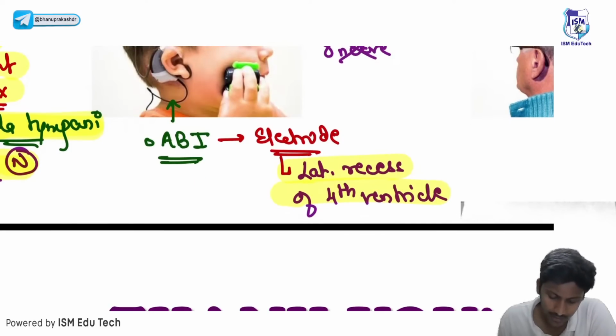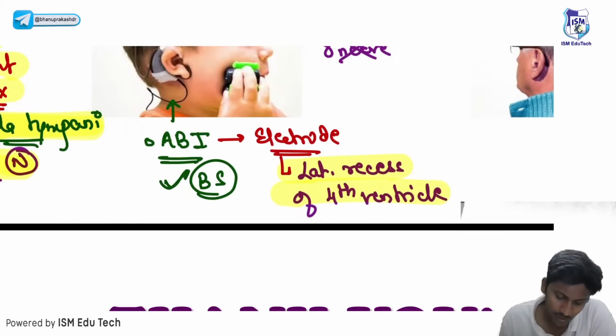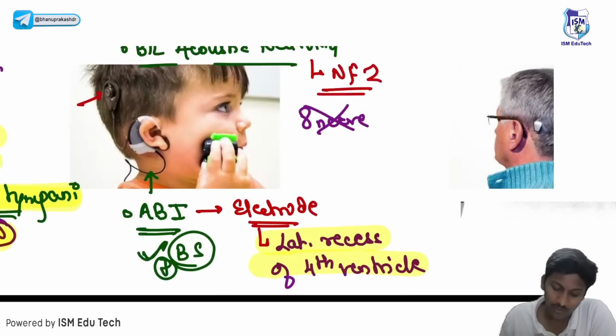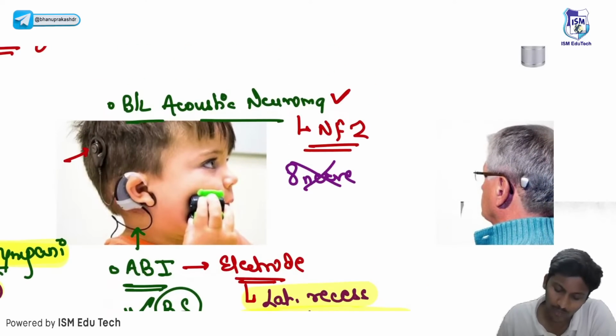So here there is direct stimulation of the brainstem. That's what occurs in cases of auditory brainstem implant, which is used in cases of bilateral acoustic neuroma, when both the 8th nerves have been damaged, and that is usually seen in cases of neurofibromatosis type 2.